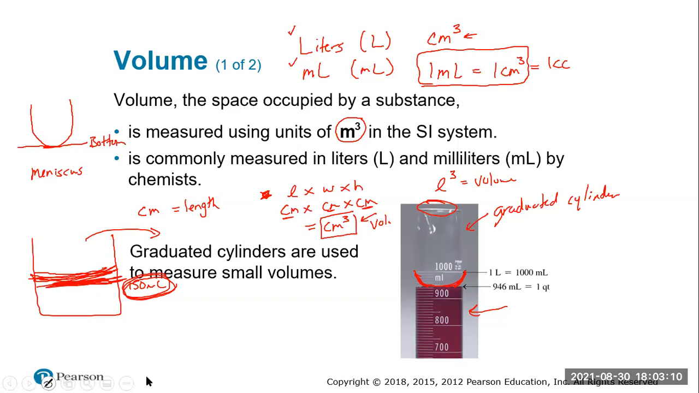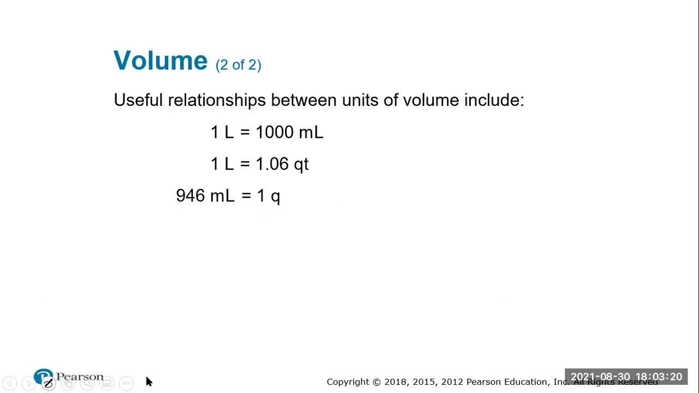So in terms of volumes, liters and milliliters we use a lot. Cubic centimeters happens a lot. And these are some important relationships. This one comes up a lot: in 1 liter, there are 1,000 milliliters. And again, you can basically use that as a conversion factor. This is a quart. I'm not sure where the T went, but 1 quart is 946 milliliters.